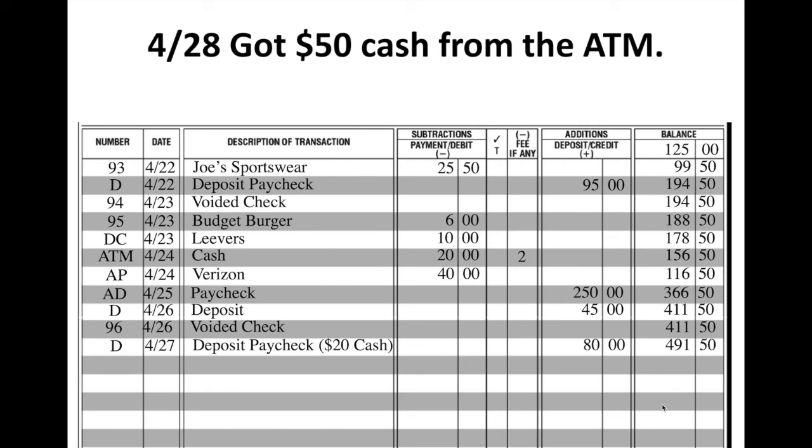Next, we're going to go to the ATM and get $50 in cash. Pause the video and record it into your check register. This is what you should have done. ATM is the number. 428. You got some cash, $50. There was no notation that there were any fees associated with it, so it's $50. We will subtract it from our balance, and we come up with $441.50 for our balance.